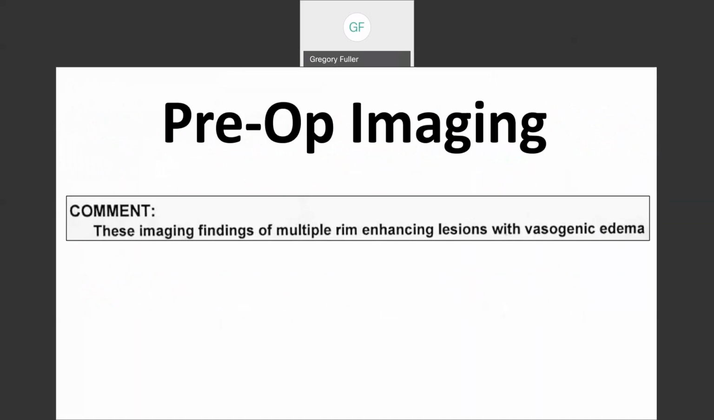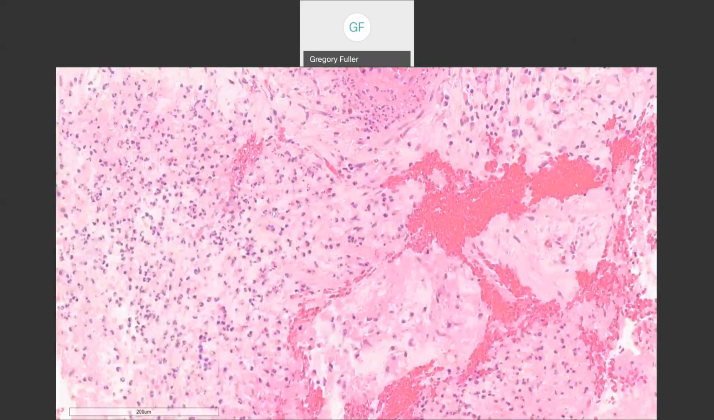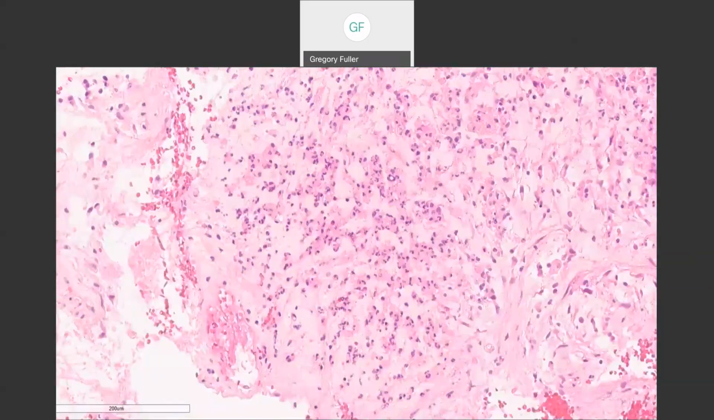61-year-old female, pre-op imaging. I don't have the outside imaging. Comment: these imaging findings of multiple rim-enhancing lesions, vasogenic edema. Everyone got it? Okay, here's the histology, H&E. All right, what you are looking at are PMNs, polymorphonuclear leukocytes, acute inflammatory cells. Here's another section, acute inflammatory cells. All right, coming in from the outside.